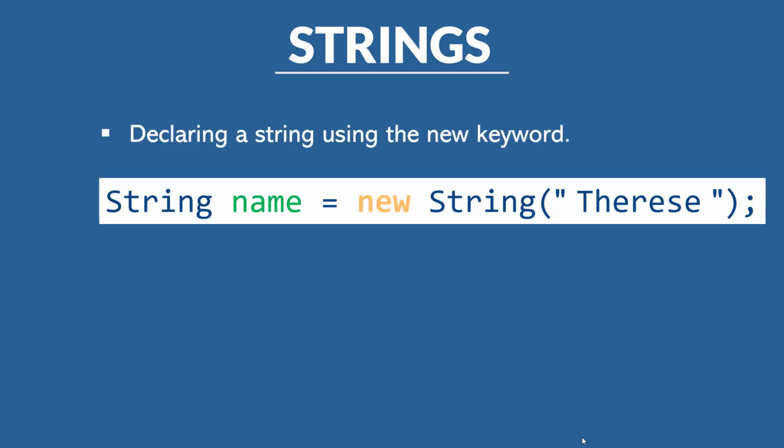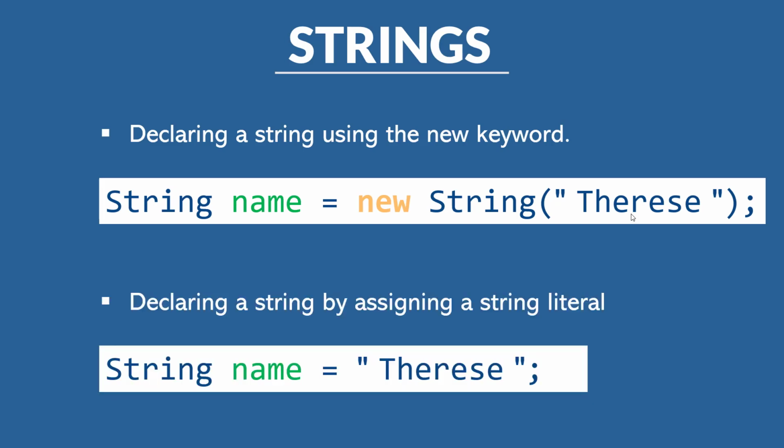So, the first method is declaring a string using the new keyword. Here we have String, which is the type of object reference variable. We have name, which is the name of the variable. New is a Java keyword which is used to create new objects. Then we have Teres, which is the value to be assigned.